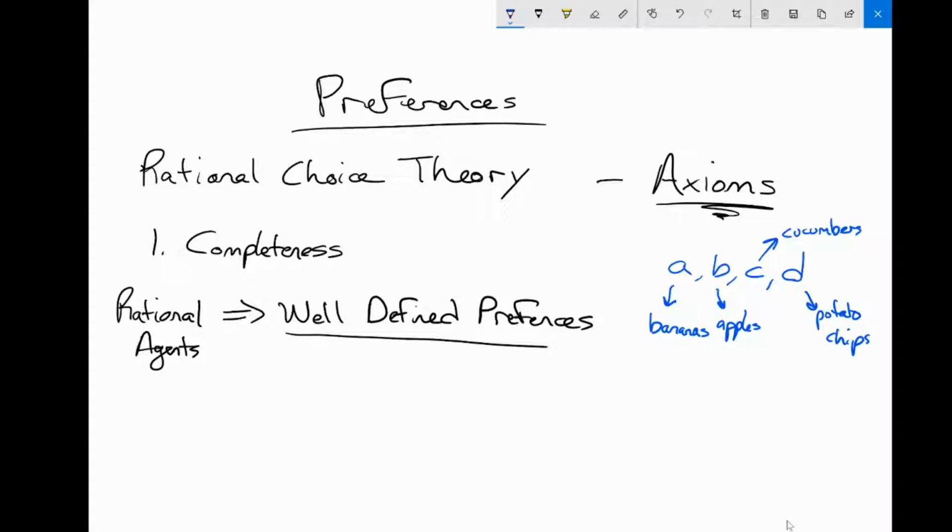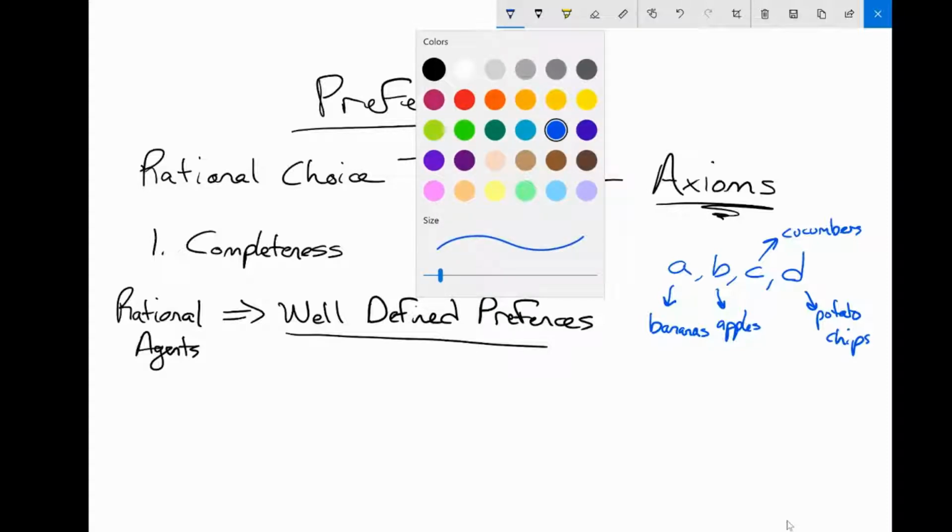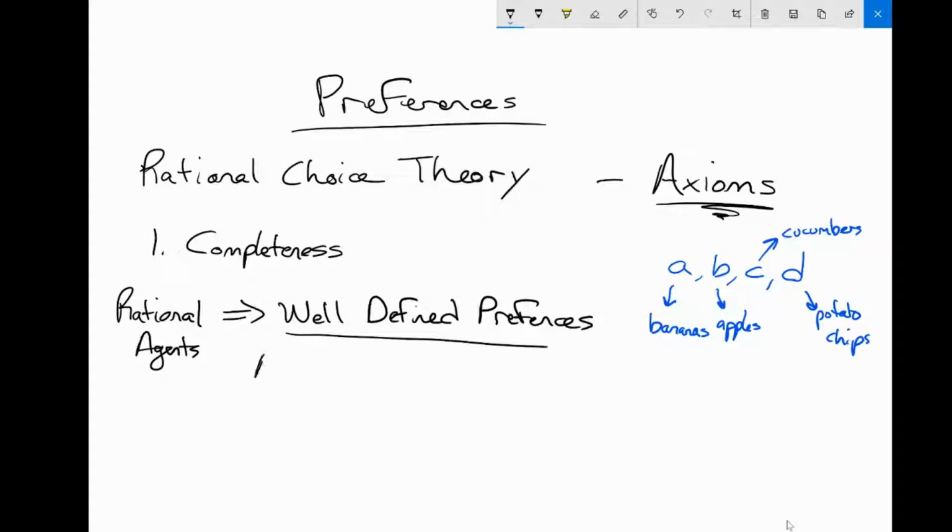So what do we mean when we say completeness, or what do we mean when we say well-defined preferences? What we mean is that agents have preferences. That means they have opinions about, they have preferences for all goods, actions, combinations of goods. So they have preferences for all goods.